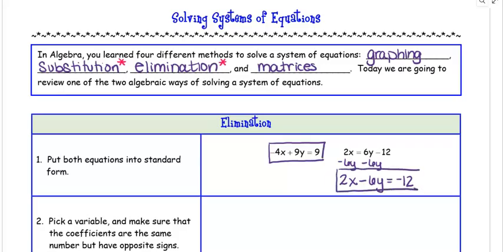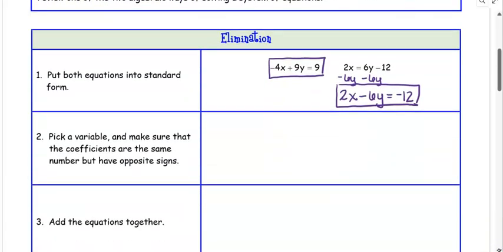Typically we're going to stack them one on top of the other, because then we want to pick a variable and make sure that the coefficients are the same number but have opposite signs. In the first equation, I have a negative 4x and a 9y. In my second equation, I have a 2x and a negative 6y. I don't have opposite coefficients right now, but I could make them opposite by multiplying this second equation through by a 2. So watch what happens when we do that.